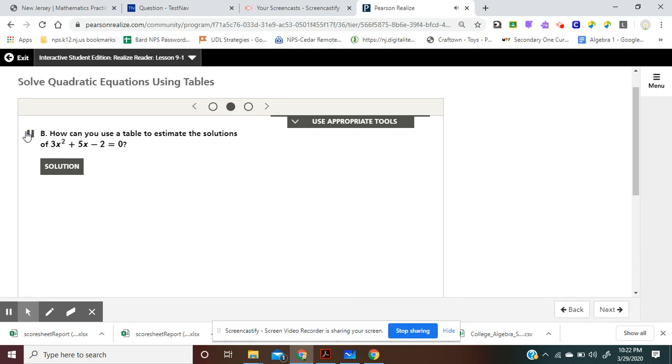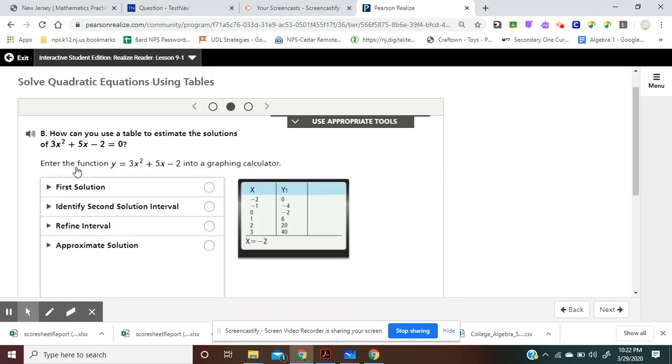How can you use a table to estimate the solutions of 3x squared plus 5x minus 2 equals 0? And notice that the word estimate is used, and that's because things aren't going to be so pretty for this quadratic. So again, we're going to type our equation into the calculator in the graph menu. So we would type this part into the y equals menu. And then we're going to create our table.